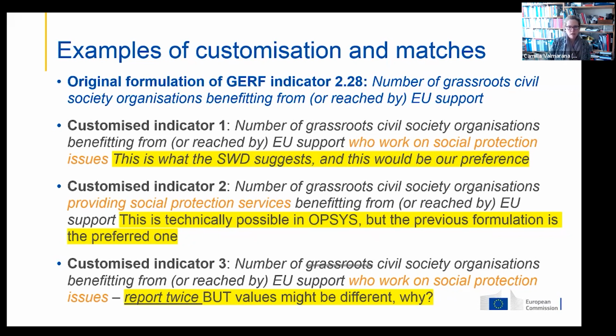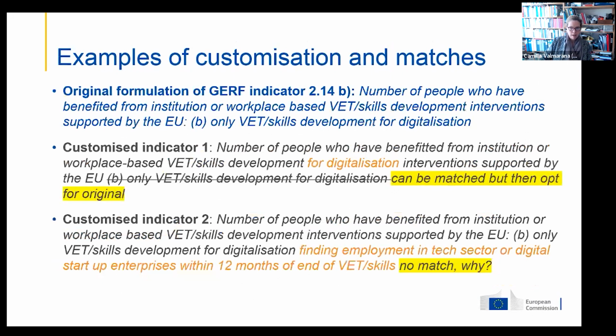And the reason for this is that for the GERF indicator, we just have to report the number of grassroots civil society organizations, whereas in our customized indicator, we will report on a broader group of civil society organizations, which includes the subcategory of grassroots civil society organizations, but not the full set of civil society organizations. Okay, so that was our first example. And now let's look at the second example. And again, we're focusing on customized indicators and potential matches.